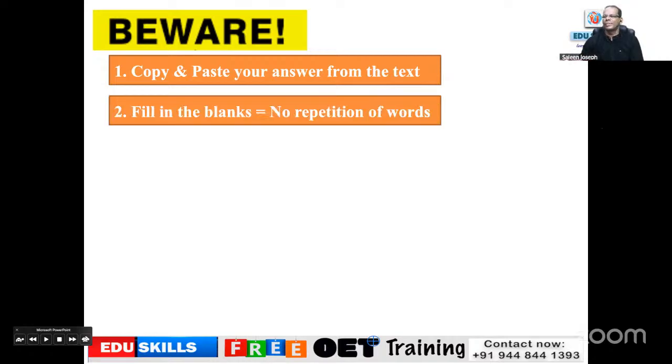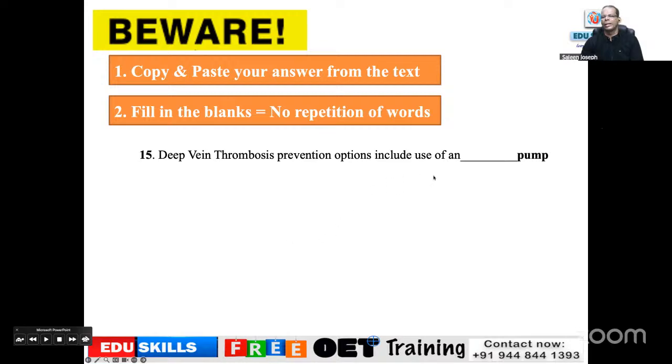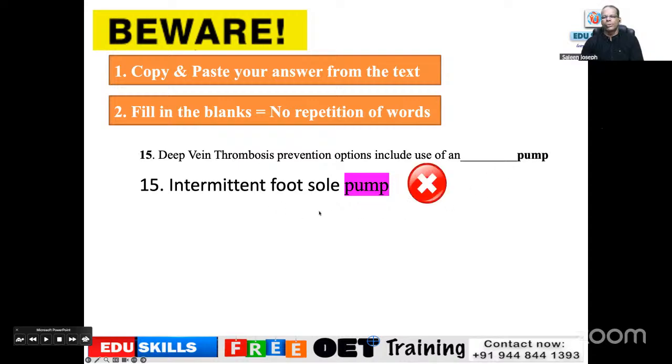No repetition of words. You cannot repeat a word. For example, if you write here pump, again there will be pump in the sentence. See, deep vein thrombosis prevention option include use of an dash. Intermittent foot sole pump is wrong because the pump is already here. You should never write that. Intermittent foot sole is right. It will be read like this: deep vein thrombosis prevention option include use of an intermittent foot sole pump. Repetition is there, so you won't get the score for this particular option.